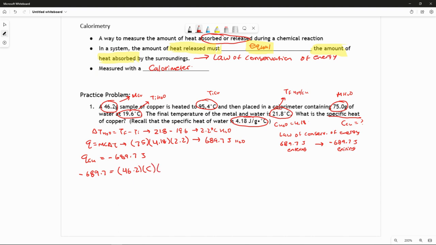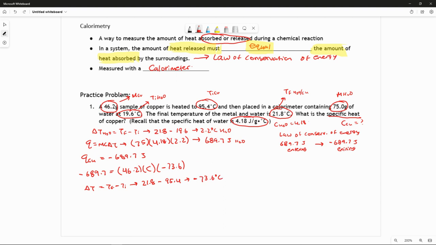Let's find the delta temperature of our copper real quick. Delta T is going to be the same, temperature final minus temperature initial. The temperature final of copper is going to be 21.8 degrees Celsius, and our initial temperature for copper is going to be 95.4 degrees Celsius. We're going to do final 21.8 minus initial 95.4, which gives us in the end a delta T value of negative 73.6 degrees Celsius. And we're going to plug that straight into here for delta T.